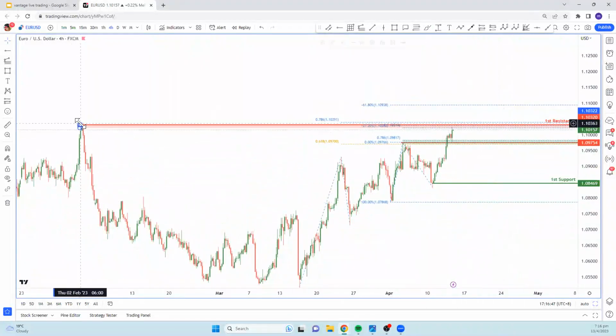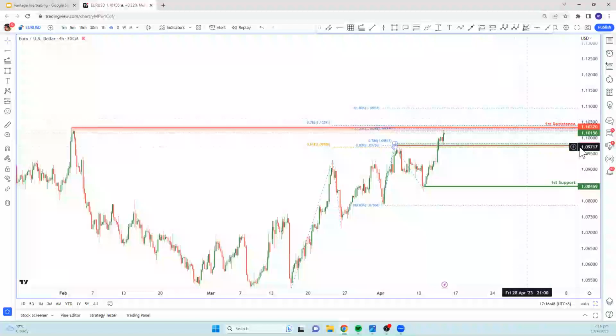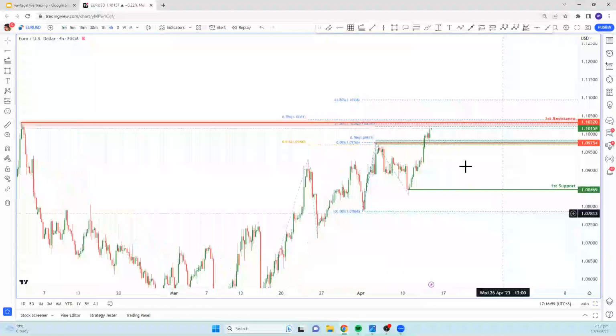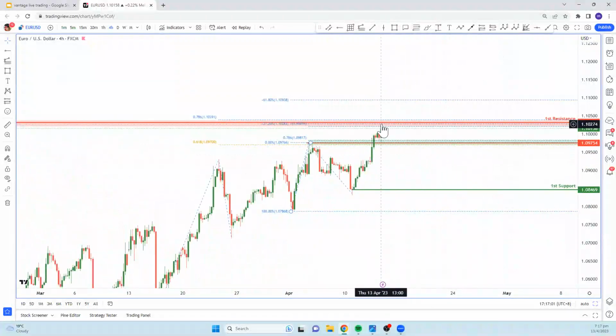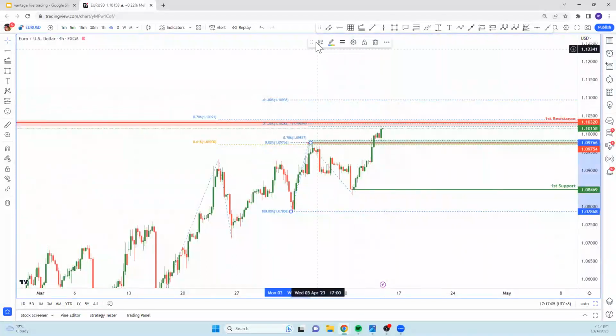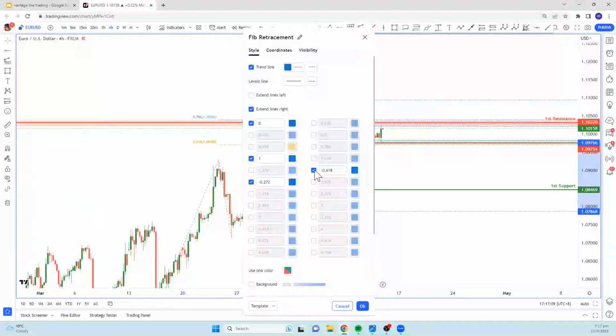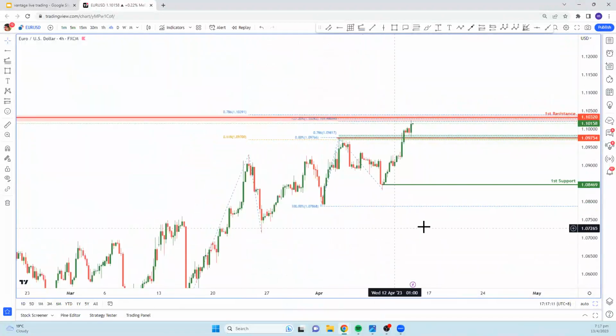Okay, so now that we have established our Fibonacci levels, we can see that there is a huge confluence area here at our first resistance at 1.10320. And we can say that price is likely to reverse off of this area due to that confluence area. Okay, let me just remove this negative 61.8 just so that our charts are clearer.